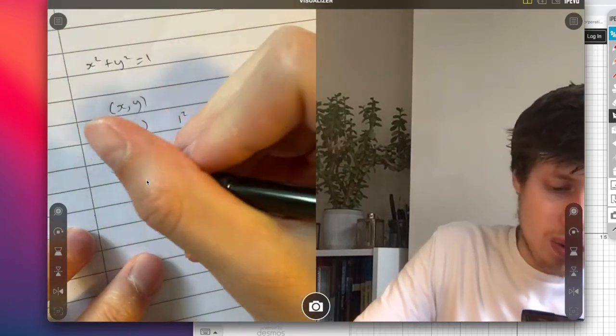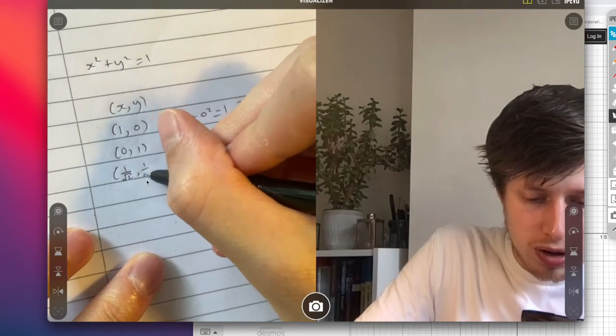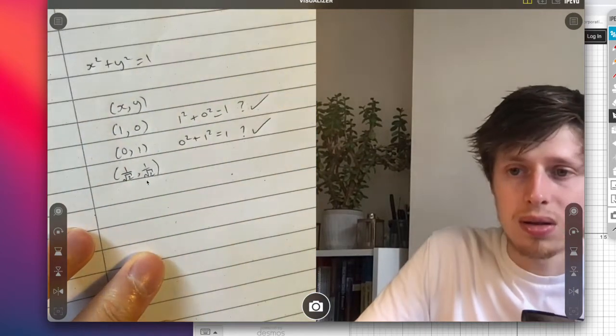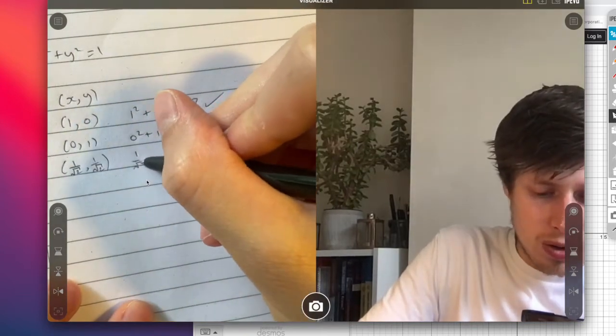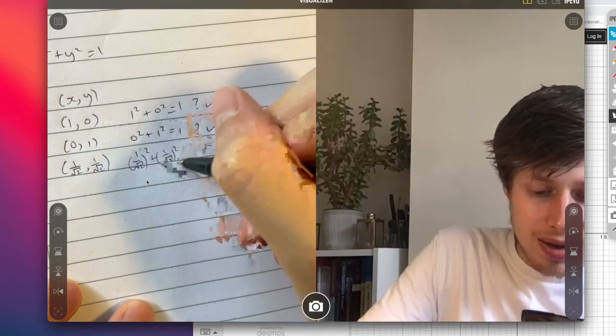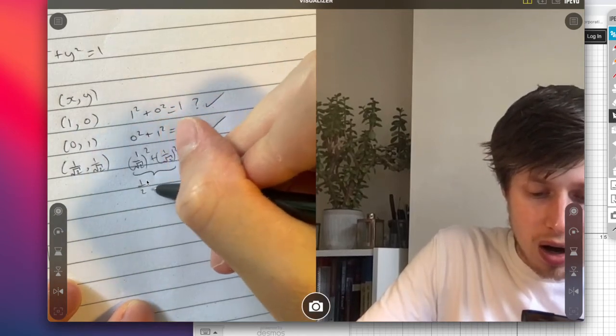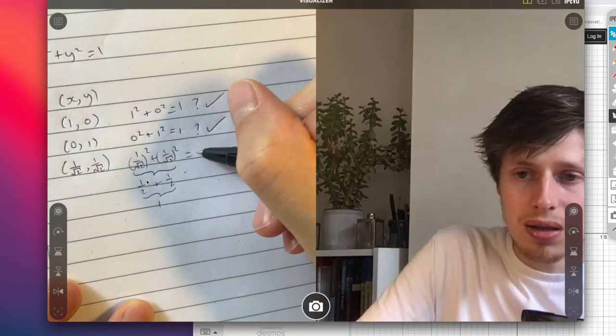I'm going to do one other one just for fun. 1 over square root 2, 1 over square root 2. I'm not going to go into depth into how you work with square roots yet. But when you plug this into your equation, you actually get that this is equal to a half plus a half, which is 1. And that is equal to 1.